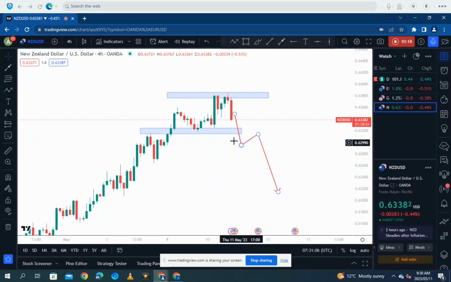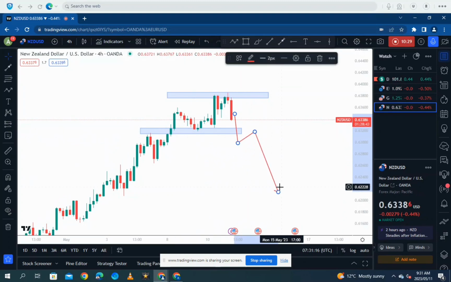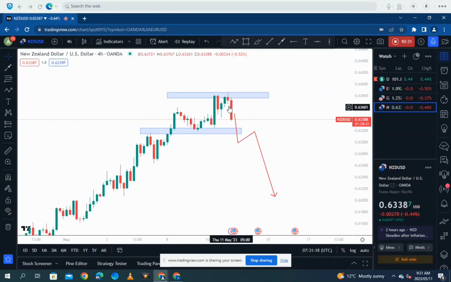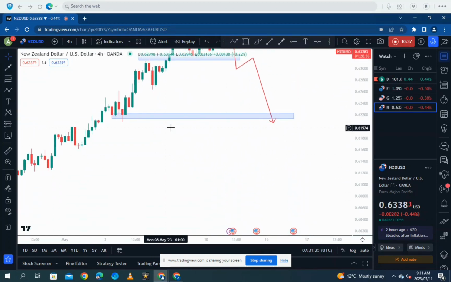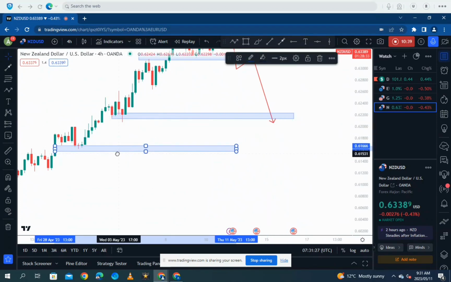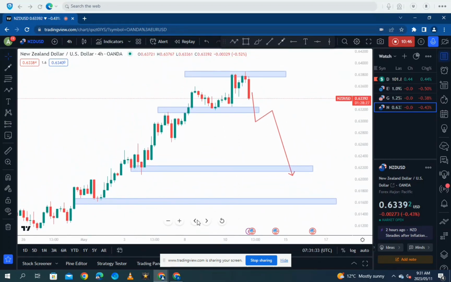Well, I am looking to sell New Zealand dollar USD. It's just that for now, for me to sell, I need it to break and close below this zone here, come back to retest it, so then it can give me a trade back to the downside, right? Something like that. I'm going to be mindful of that level there, and my next level will be that one right there. Just keeping it simple here, guys, just trading pure market structure and pure price action.